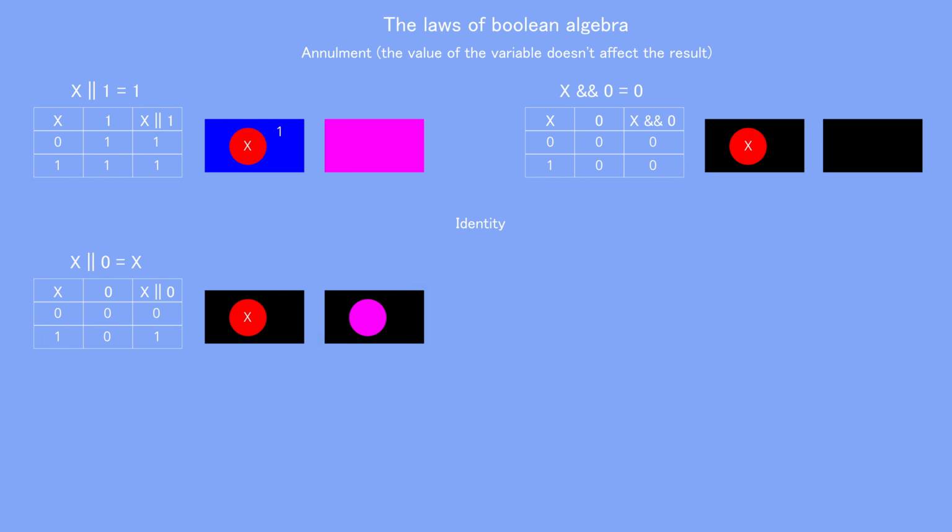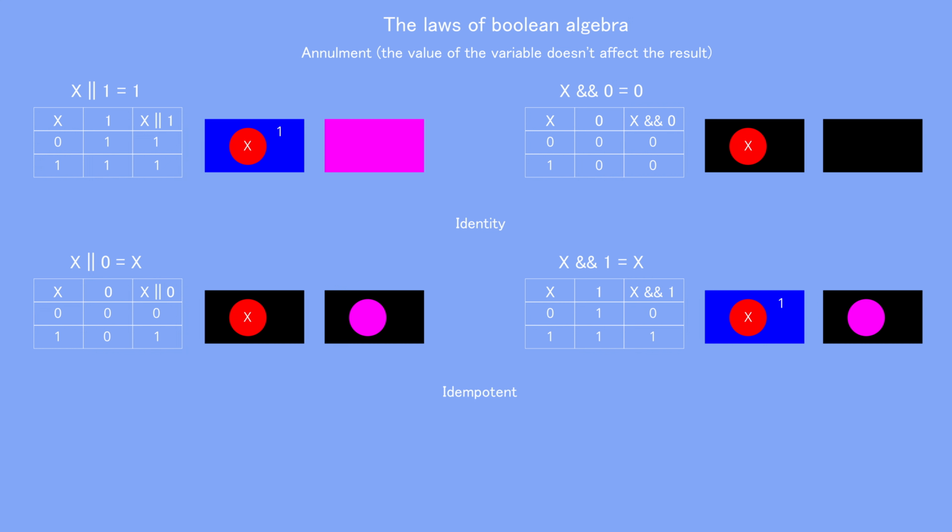The second law: x and true equals x. False and true equals false. True and true equals true. All and x equals x.